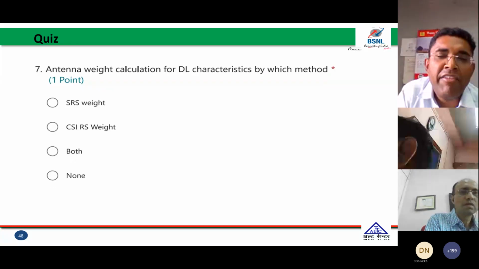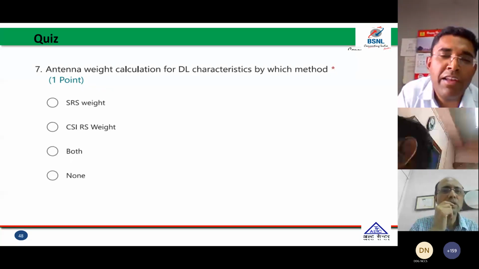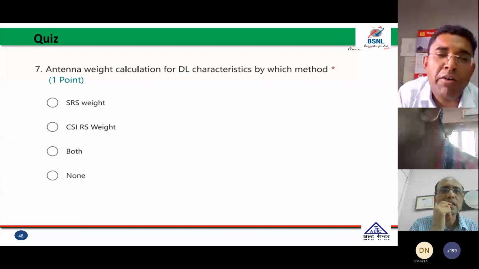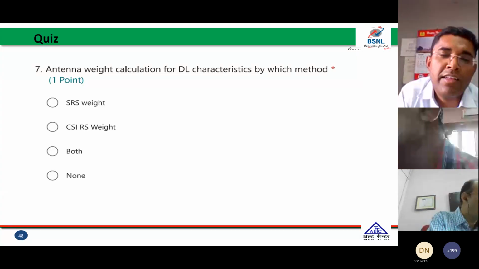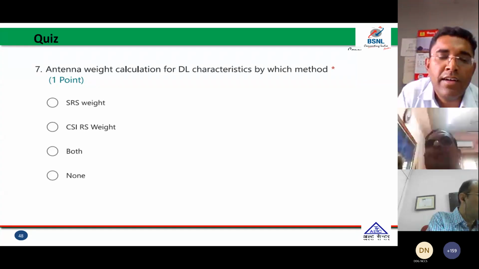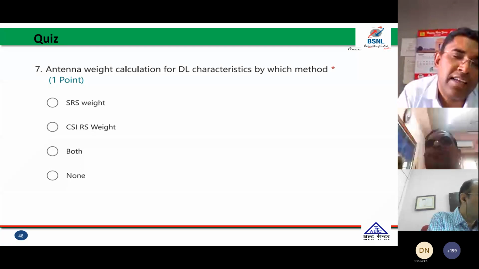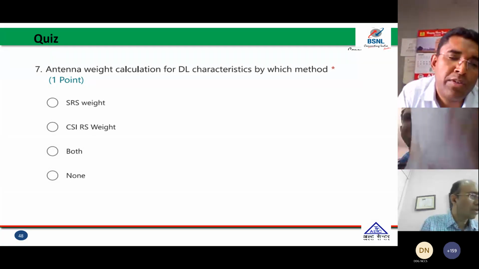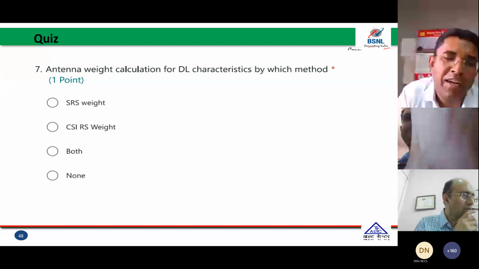Antenna weight is very important in the case of beamforming, whether it is analog beamforming or digital beamforming, for SSB block or data block or CSI-RS beam. The antenna weight calculation for the downlink is by which method? SRS weight, CSI-RS weight, both, none. Both is the correct answer.